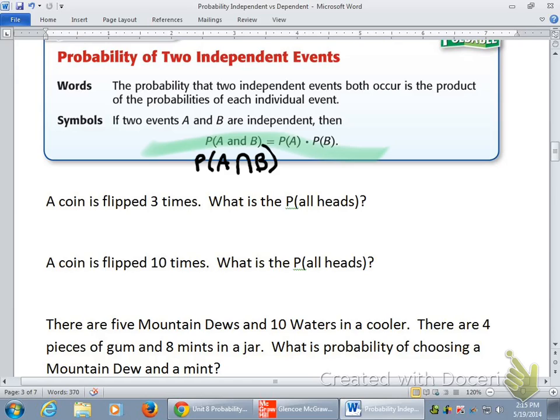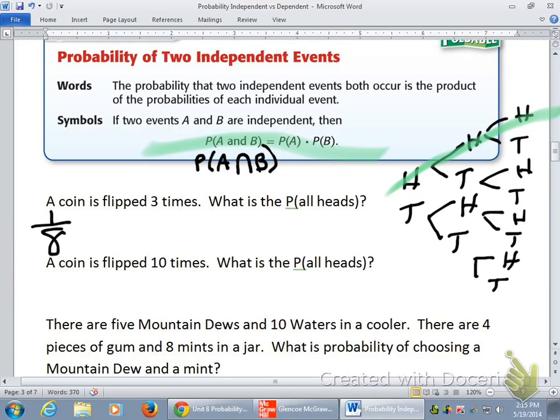Let's go back to the example we did last week with the coin flip 3 times and finding out the probability of all heads. Now, last week we drew the sample space with a tree, right? So we'll do that again real quick. So using our tree from last week, heads, heads, heads only happens once, and there's 1, 2, 3, 4, 5, 6, 7, 8 different combinations this could happen. So it was 1 out of 8. Now what I want to do is this.